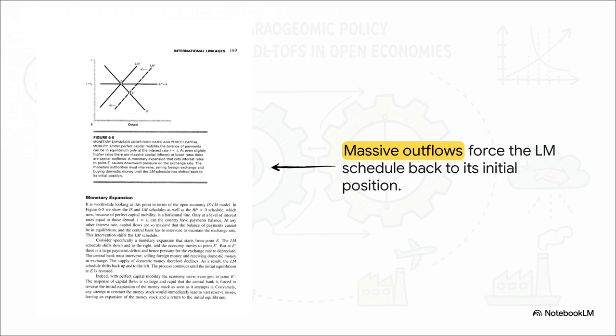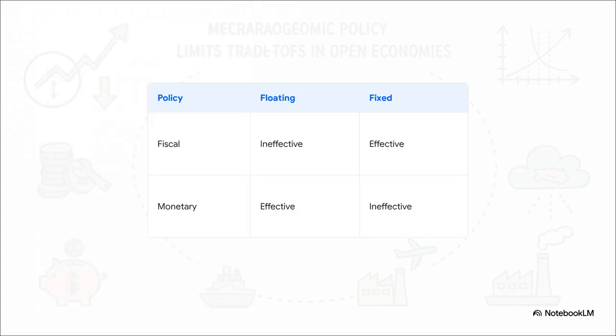This shrinks the money supply right back to where it started. The LM curve is violently forced back to its initial position. Under fixed rates, trying to run an independent monetary policy is completely useless. So the absolutely crucial point here is that macroeconomic laws literally flip upside down depending on your exchange rate regime.